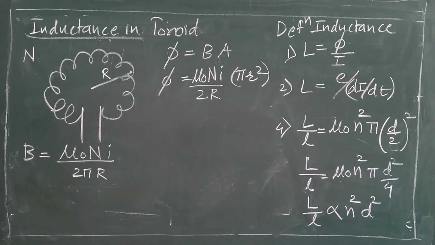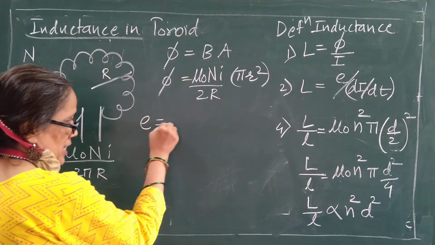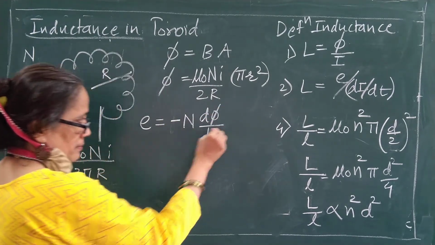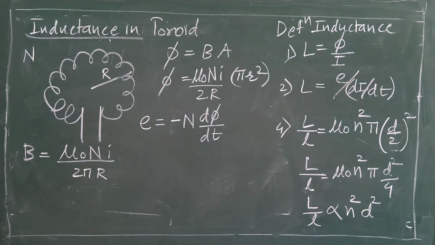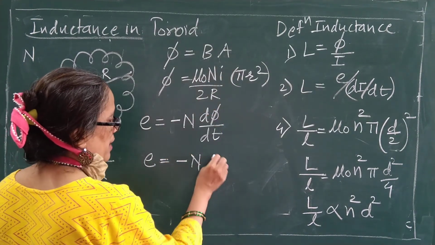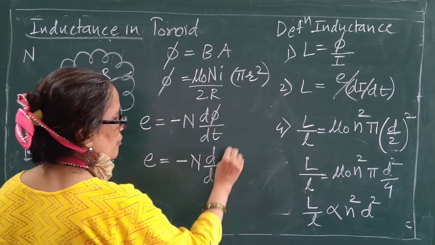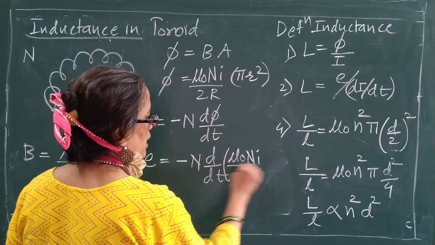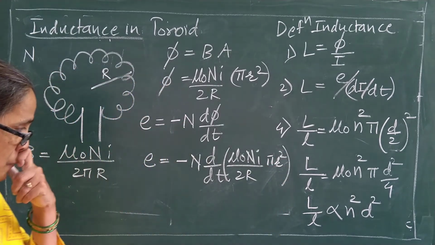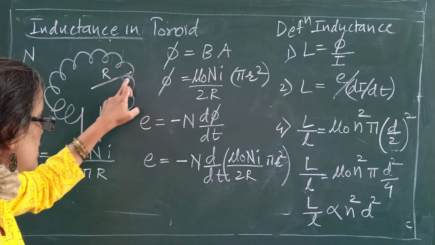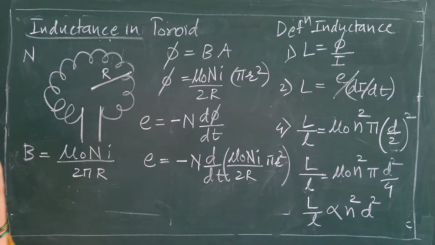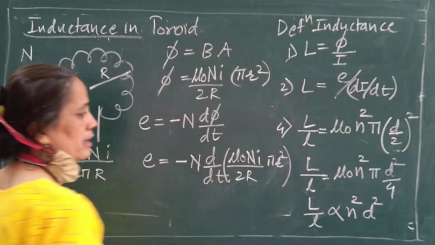As this is the magnetic flux, now I can say that EMF E is equal to minus N d phi by dt. N is nothing but the number of turns. Now I can put the value of phi. So EMF is equal to minus N d by dt of mu 0 N I upon 2 pi R into pi small r square. I will again repeat: small r is the radius of this small turn of the coil, and capital R is the radius of the toroid. This is the major difference between small r and capital R.